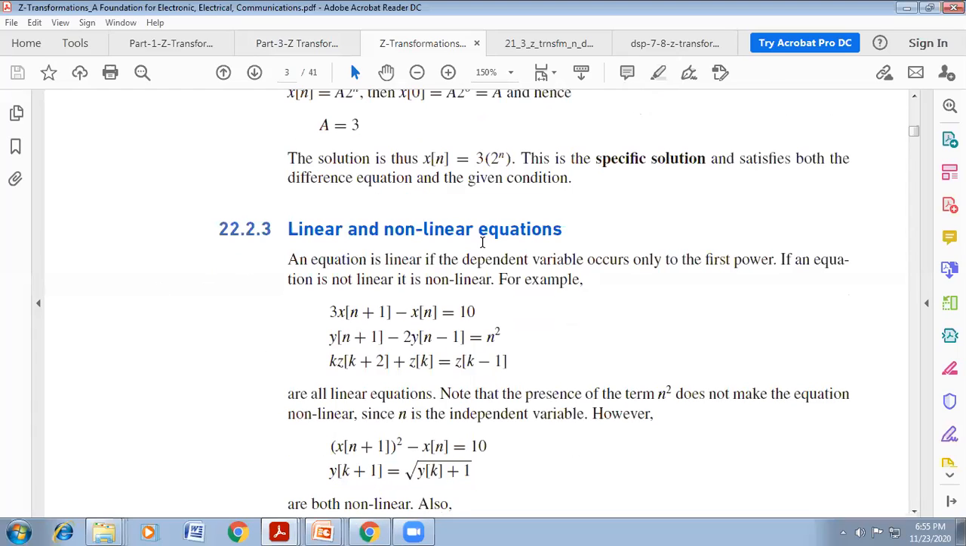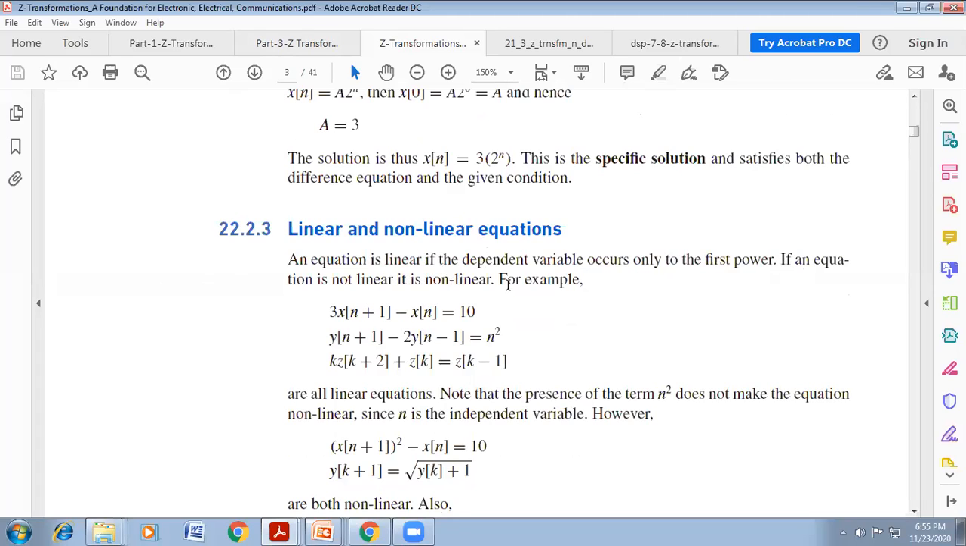Now linear and nonlinear equations of difference equations. When will it be linear and when will it be nonlinear? An equation is linear if the dependent variable occurs only to the first power. If an equation is not linear, then it must be nonlinear.